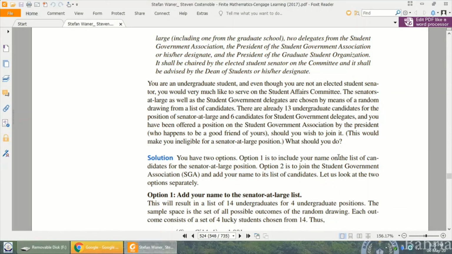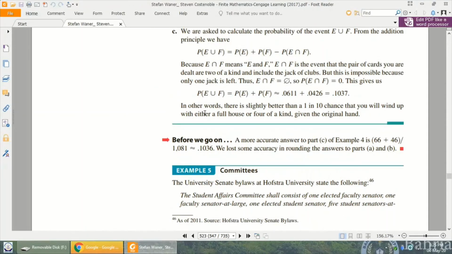One option is to include your name on the list of candidates, and the second option is to join the students and add your name to the list, right? So now you are to make how many drawings. Now this also depends upon what they're asking here.